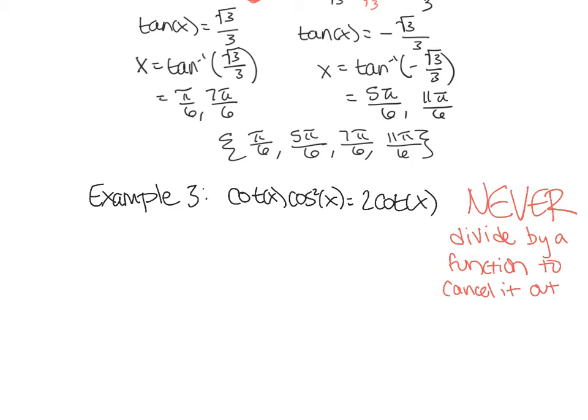some of your answers. So what we're going to do instead is we're going to subtract 2 cotangent of x on both sides. So we end up with cotangent of x times cosine squared x minus 2 cotangent of x is equal to 0.